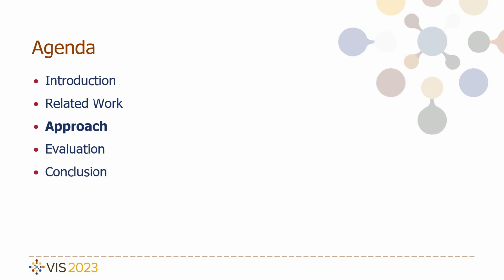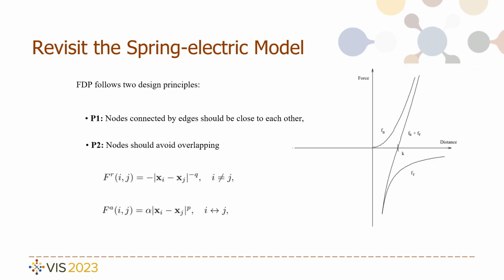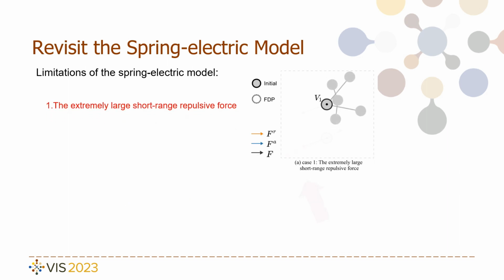Here comes our approach. FDP methods follow two design principles. Nodes connected by edges should be close to each other, and nodes should avoid overlapping. Based on the above two principles, the force models of these methods are limited to the category of power functions. This kind of method faces the following limitations. The extremely large short-range repulsive force pushes two nodes that should be closely connected apart.